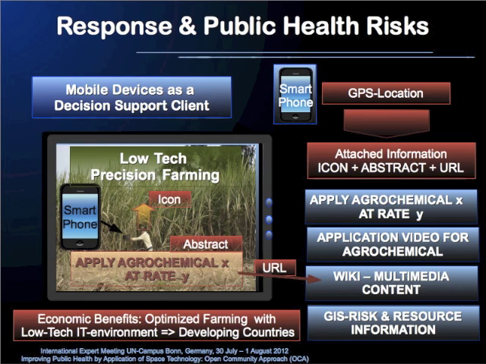What is the information provided by the smartphones? In terms of augmented reality, the smartphone display consists of an icon and a URL. The icon will be an arrow on spatial information, a text message, apply agrochemical X at rate Y, and a URL for further information.